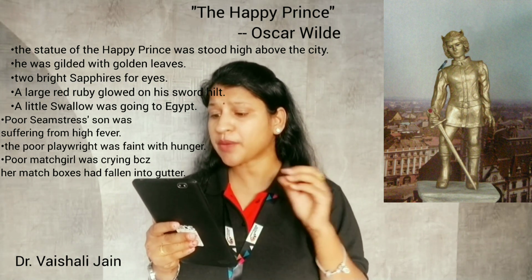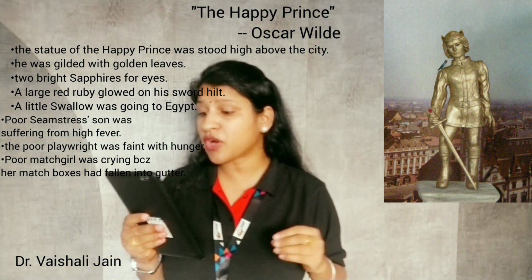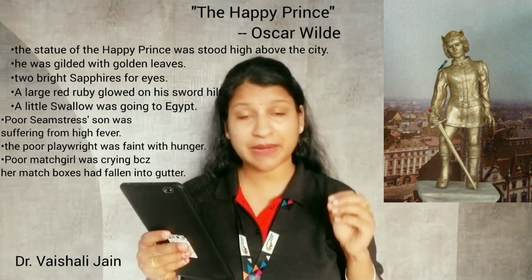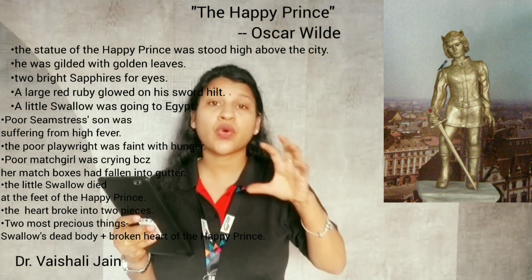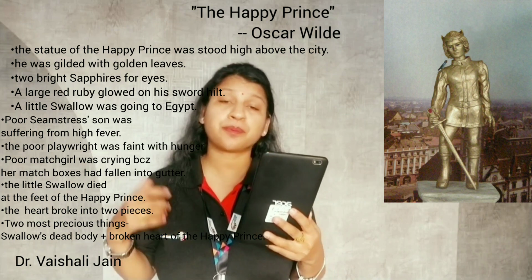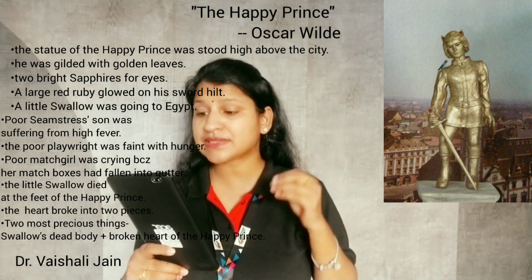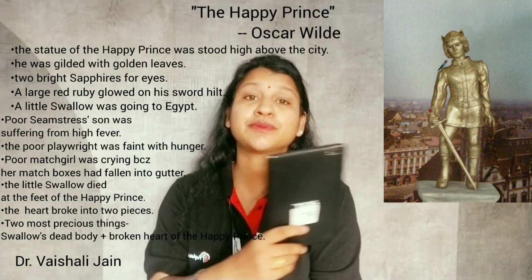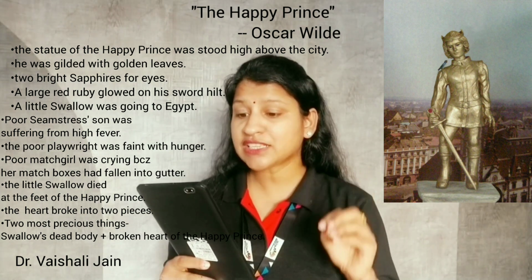So the prince's sculpture was covered with gold and many precious jewels, as we know already. His body was covered with golden leaves, and his eyes had two precious, splendid sapphires, and there was an enormous red ruby shining on the sword hilt. Now the sculpture of the Happy Prince looked marvelous, and everybody praised the beauty of the statue. When the bird saw the prince's eyes filled with tears, the little swallow decided to become the messenger of the Happy Prince, and this made the prince very glad.